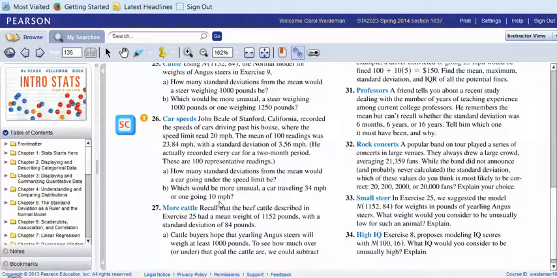Okay, we're going to go on to the next page and continue with the same data. And by the way, there's a little link here to get to the data set. You can also get to it from the StatCrunch website for the textbook, and go to Chapter 5 and find the car speed data set. But let's go ahead and go to the next page in the ebook.